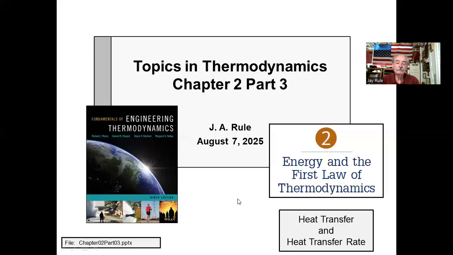You know when you're hot and you know when you're cold, so you probably know at least something about heat transfer. So let's go ahead and get started to improve your problem solving skills in thermodynamics related to heat transfer. We're going to talk about heat transfer and heat transfer rate.